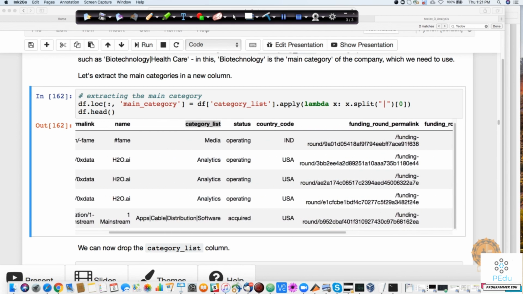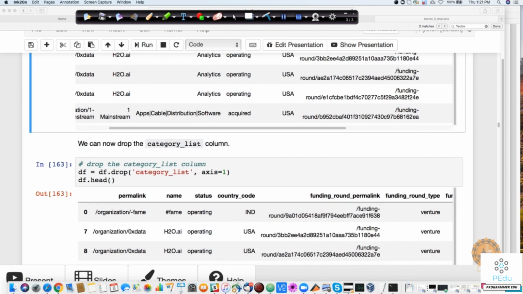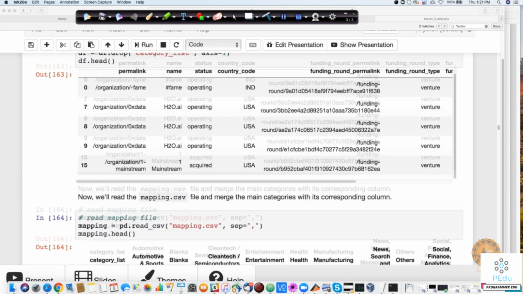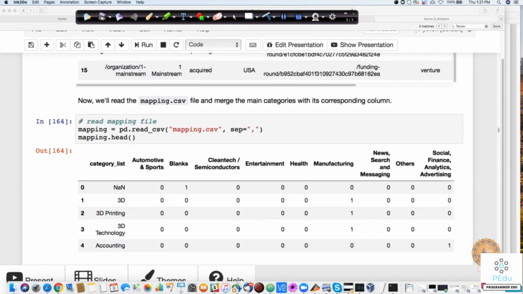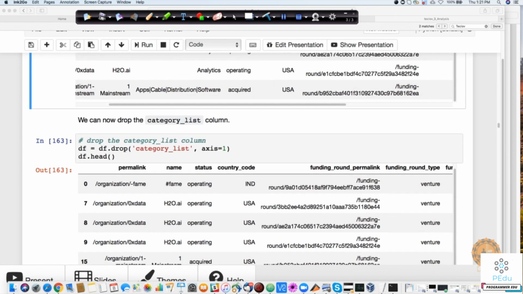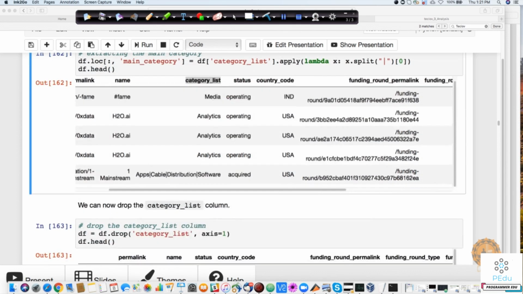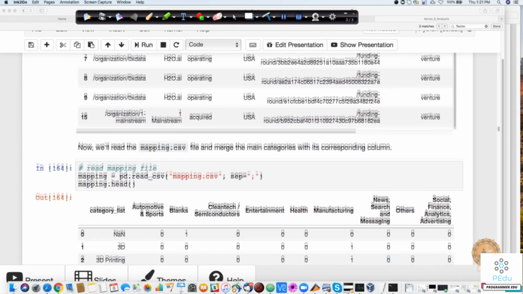Once we have it, maybe we can remove this category list column, because it will be of no use to us. So we're going to remove this column from here. Once we have removed this column, let's read the mapping.csv file, this comma separated data. Basically, what I was doing before was still on the old data, because in the mapping CSV file you will have something like category list, based on which we have to do a merging. That's the reason this thing was very important.